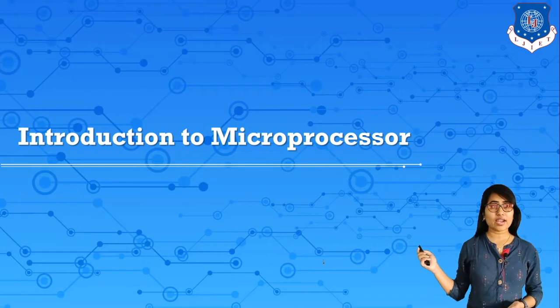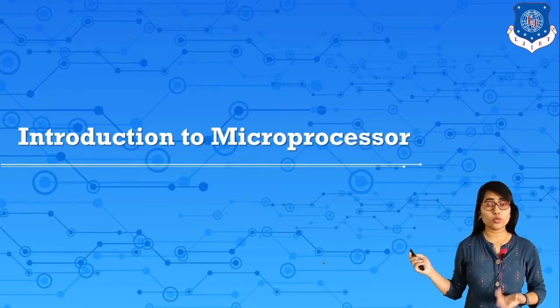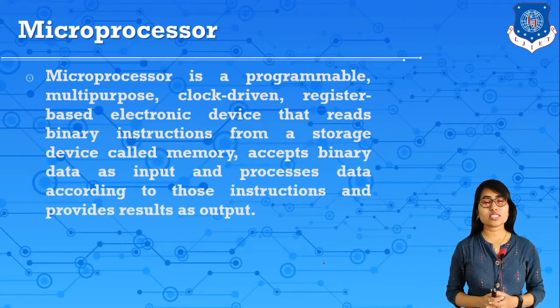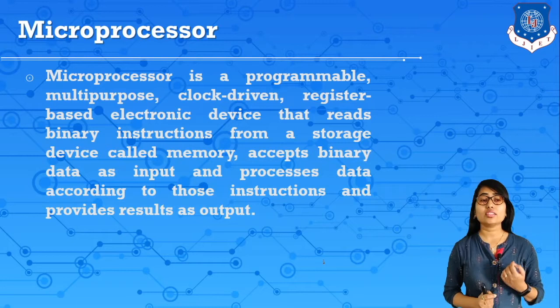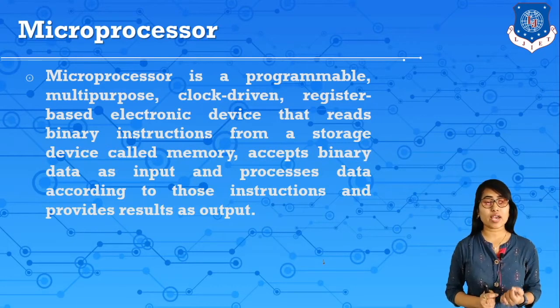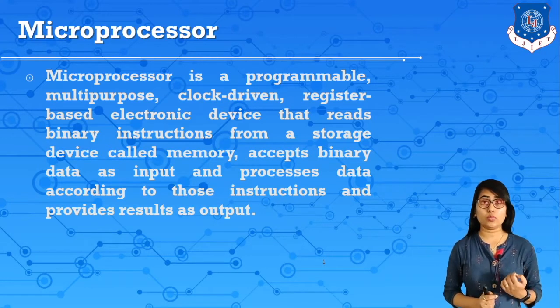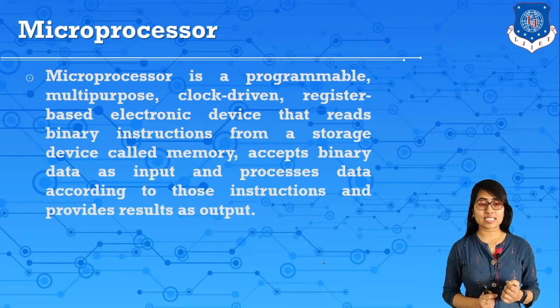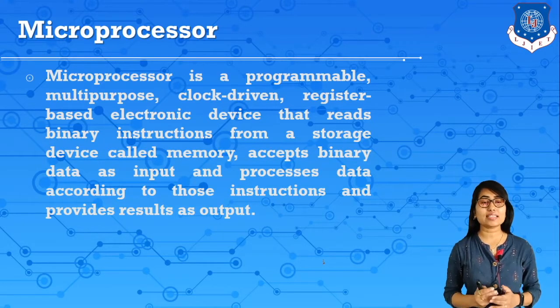So let's start with the definition of microprocessor. A microprocessor is a programmable, multi-purpose, clock-driven, register-based electronic device that reads binary instructions from a storage device called memory, accepts binary data as input, processes data according to those instructions, and provides results as an output.